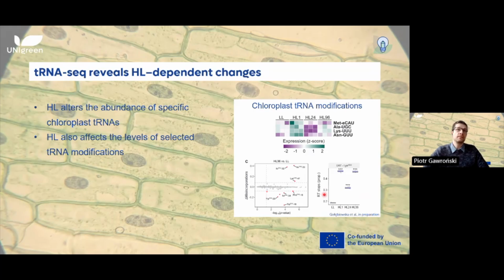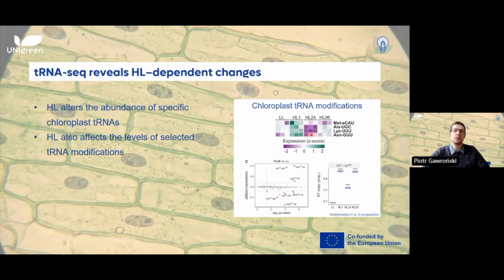After establishing the tRNA sequencing protocol, we used it to analyze the effect of high light on the chloroplast tRNAs. And we observed that high light is associated with changes in the abundance of 4 chloroplast tRNAs, which are induced at early stages of high light exposure, but are repressed at later stages.